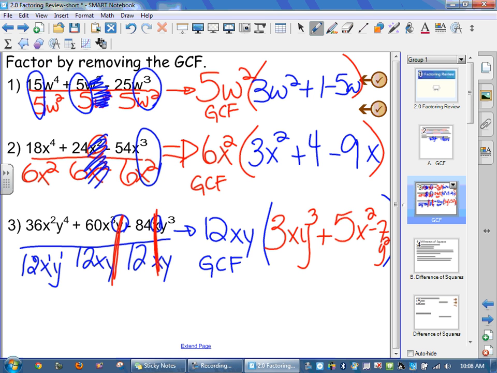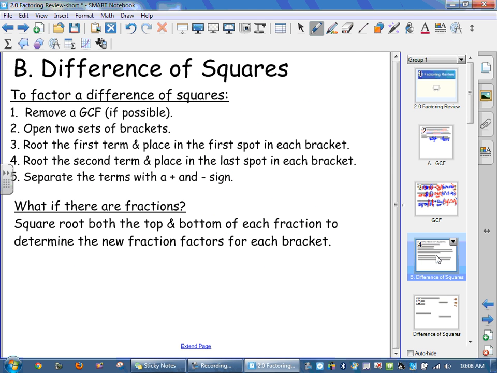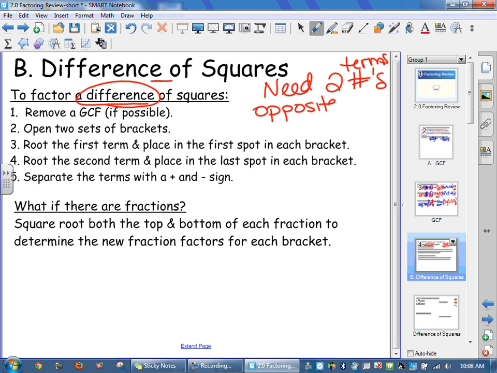Our second kind of factoring is called difference of squares. Okay? Difference of squares. Now, what the heck's the difference of squares? Well, the word difference means there must be a subtraction sign between them in order to use them. Or another way of thinking about it is to say they've got to be opposite signs. So you need two terms to deal with, and they need to be opposite signs. Those are the two things that you need if you're going to do a difference of squares.